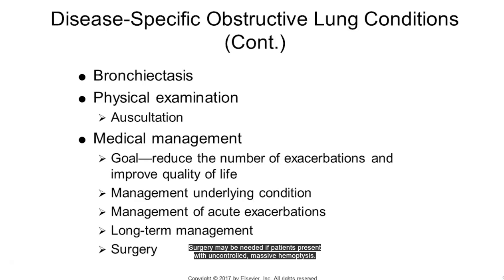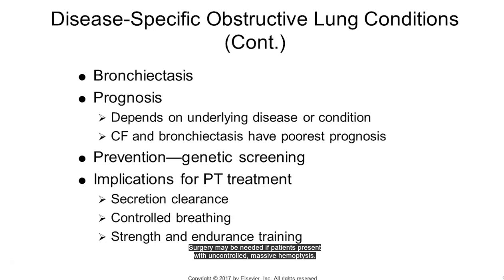Surgery may be needed if patients present with uncontrolled massive hemoptysis. At this time, there is no prevention, although genetic markers are being studied. Pulmonary rehab may help in preservation of lung function.